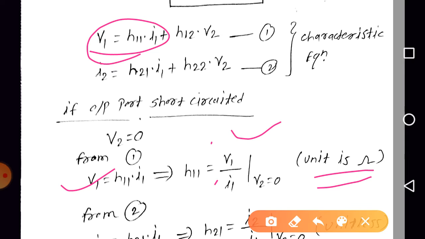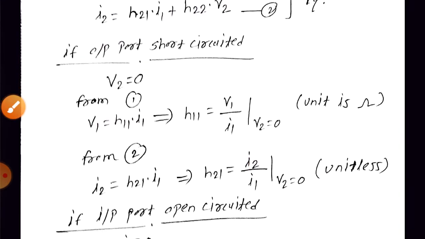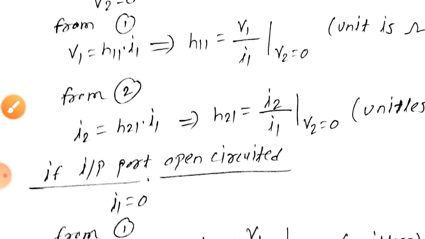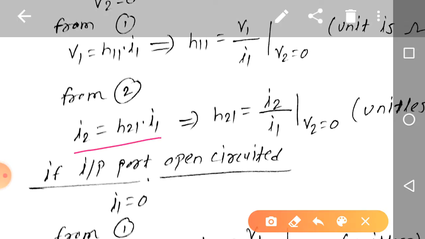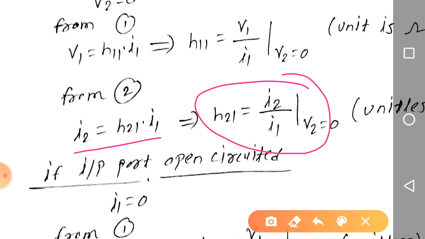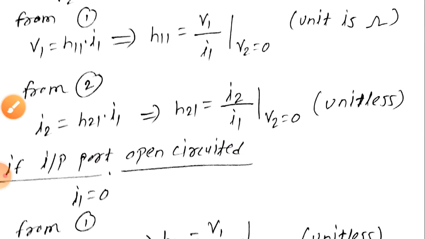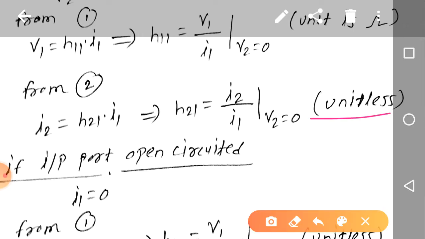Similarly, from the second equation, when V2 is equal to 0, that term becomes 0. So I2 is equal to H21 into I1, and H21 is equal to I2 by I1, provided that V2 is equal to 0. It is a ratio of output port current to input port current, a ratio of current and current. So H21 is a unitless quantity.